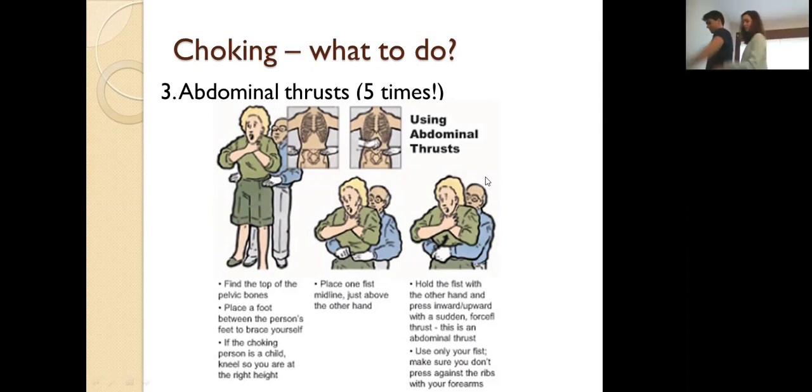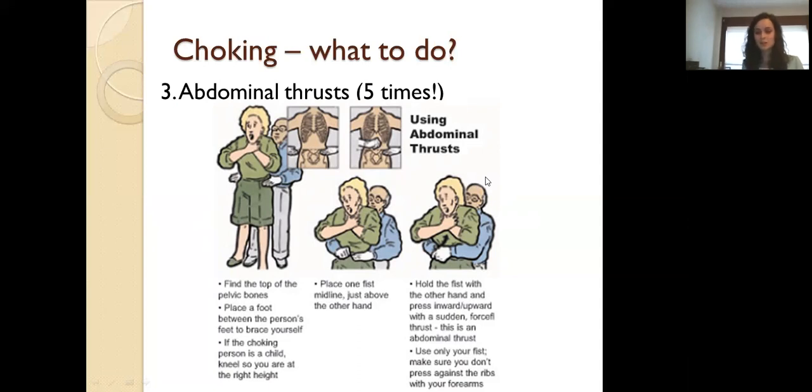Okay, so you feel the pelvic bones. You put one hand in the midline, in between the pelvic bones, and with the other hand, wait, I'll turn him around. With the other hand, you push inwards and upwards, very fast. I won't do it because I will hurt you. Someone is choking. But yeah, you can go.